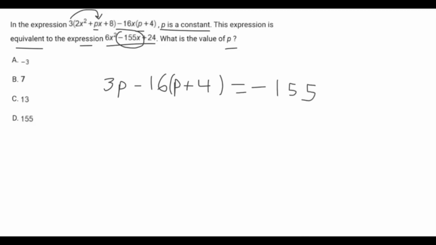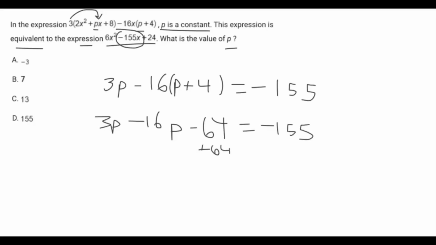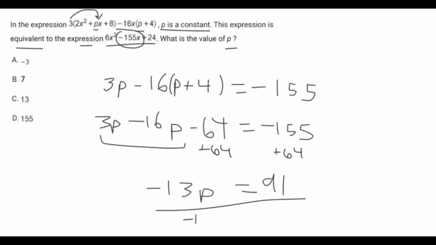All right, let's just do some distributive property. So negative 16 times p, negative 16p. Okay. All right, negative 16 times positive 4 is just negative 64. And then we have 3p on this side. And this is equivalent to negative 155. And let's just do some simple algebra, right? We add 64 on both sides. And that will give us 91 on this side. And so now we're left with 3p minus 16p on the left side. And that will give us negative 13p. All right, and we can divide by negative 13.